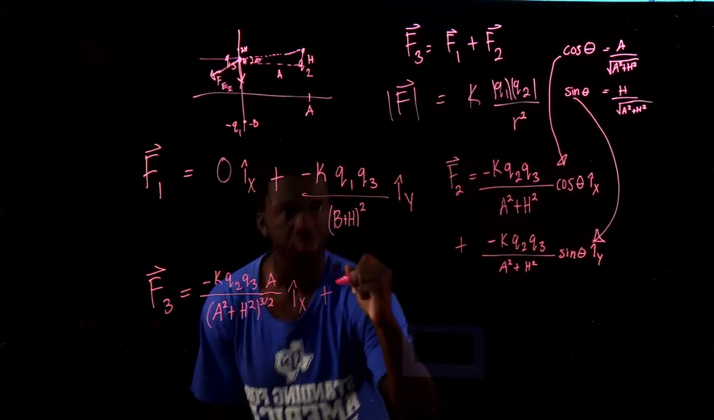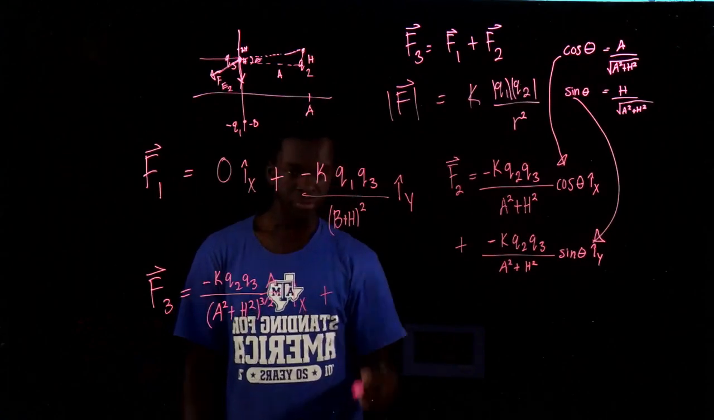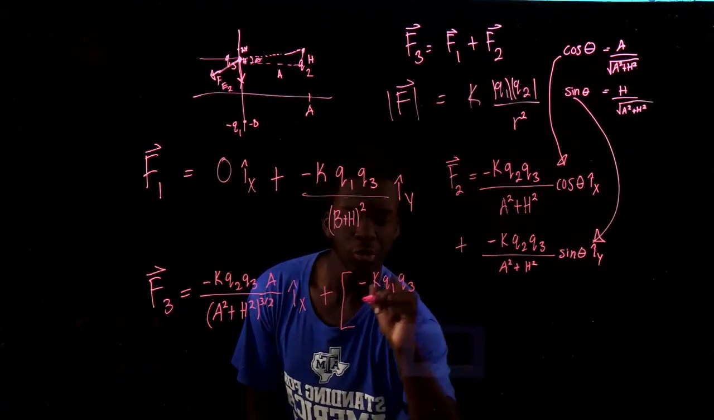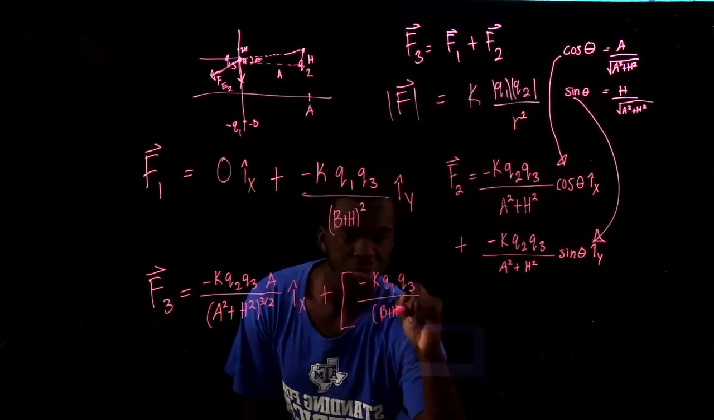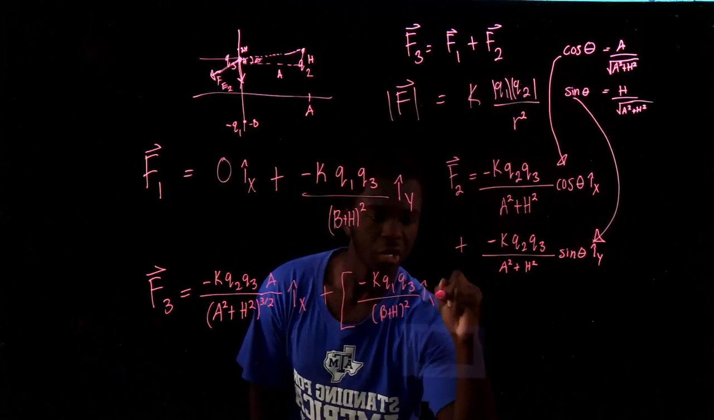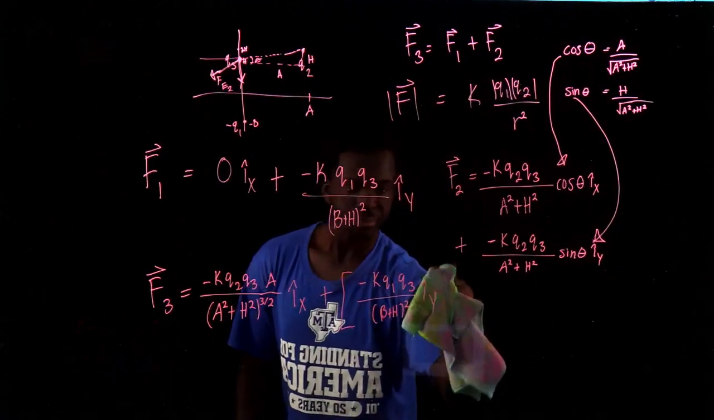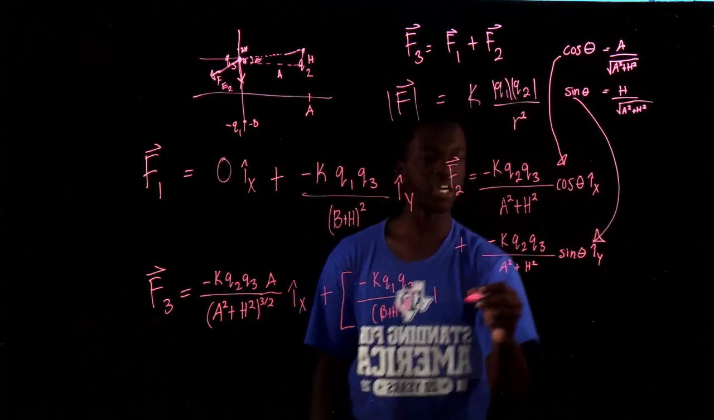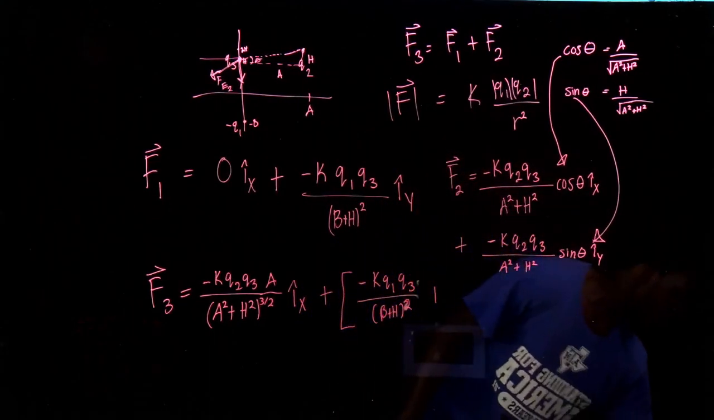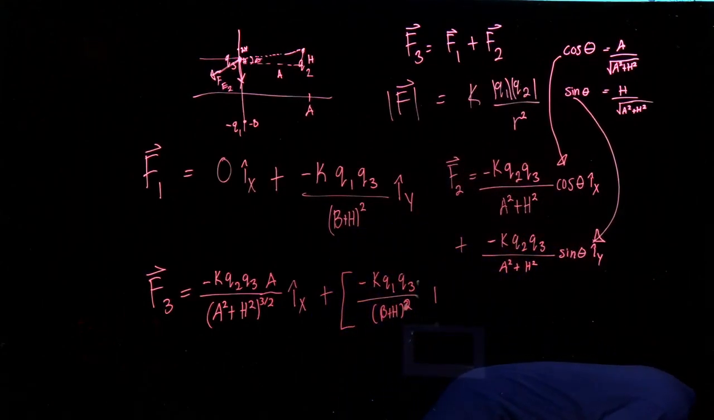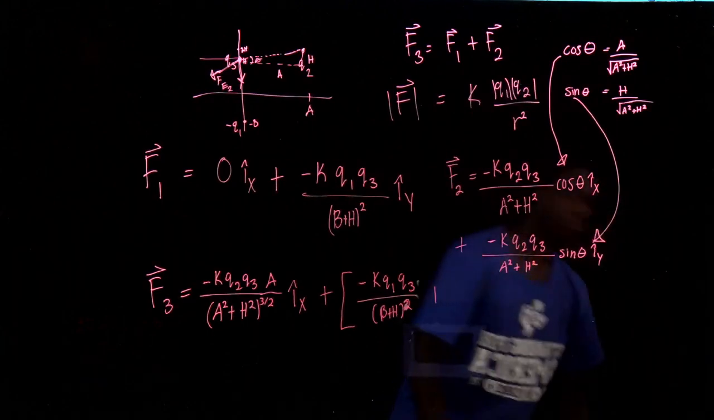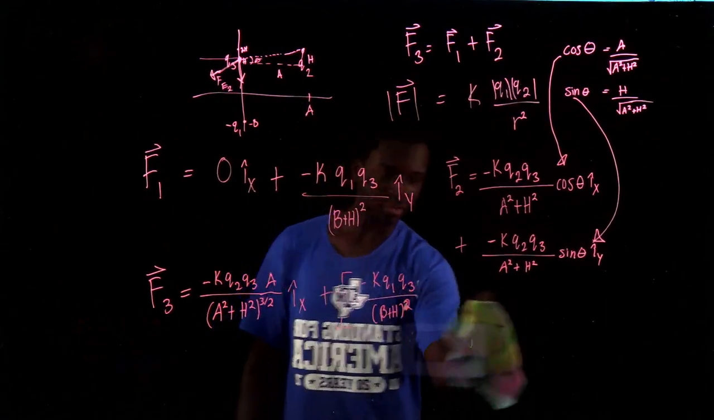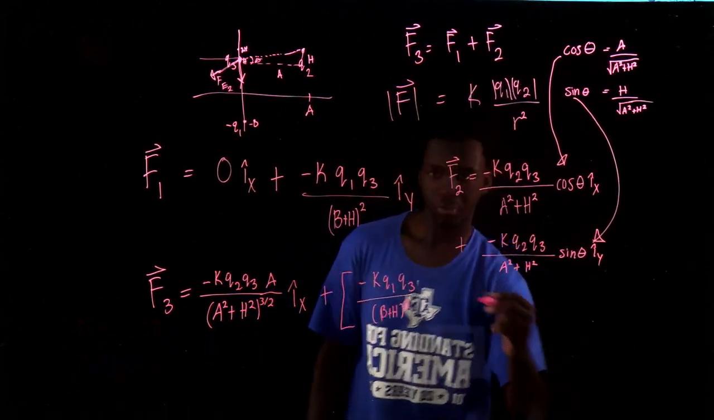Now we're going to move on to the iy. So we have negative over there, so we're just going to put it in brackets, negative k q1 q3 over b plus h squared iy. And then we're just going to continue b plus h squared. This is plus minus, or you can just put directly negative up there.